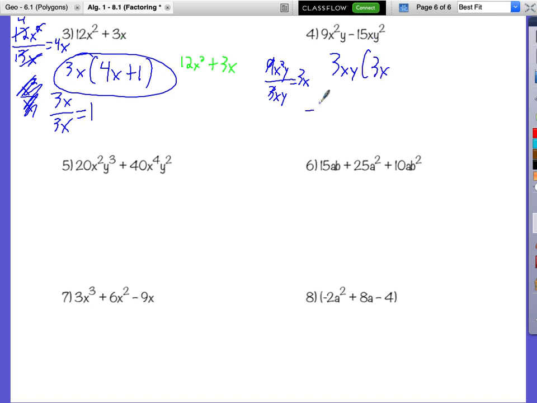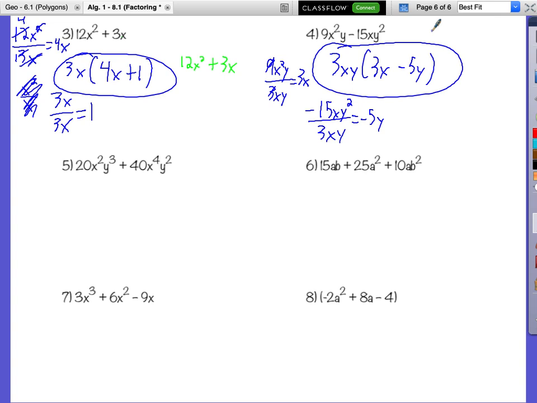For our next one, we take negative 15xy squared and divide it by 3xy. I say, okay, 15 divided by 3 is negative 5. X divided by x is 1. And y squared divided by y is y. So this ends up being minus 5y. So this ends up being our answer.